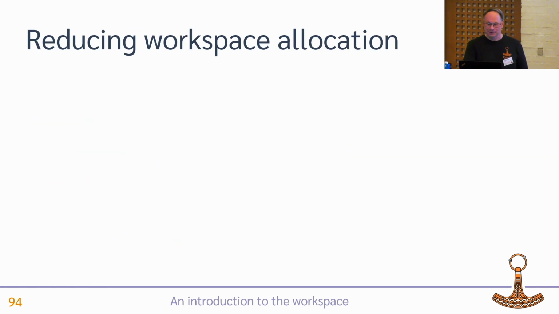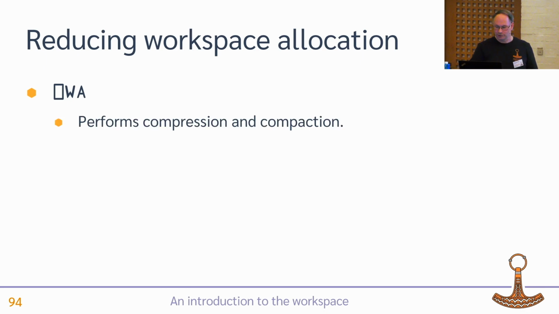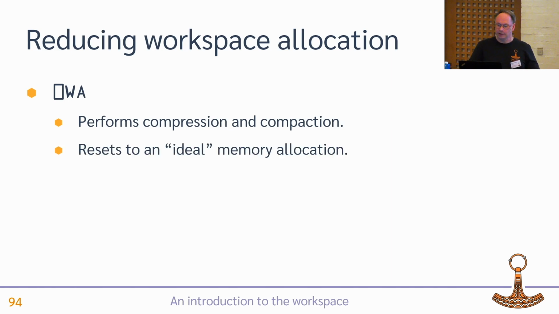Right, so I've only shown the workspace getting bigger. When does it get smaller again? Well, the main time is when you do a quad WA. So it does the compression and compaction. It then looks at the size and adds a bit, what it thinks is right, and says, right, that's how big the workspace is now.